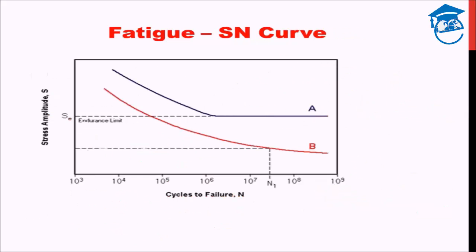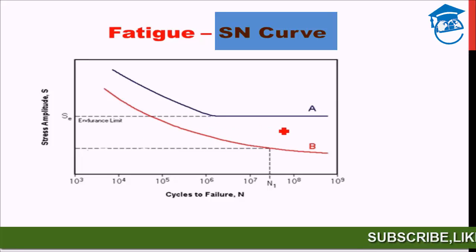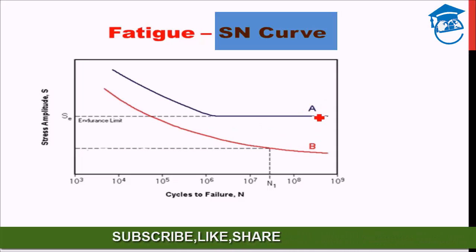Next up, let us see something important. This is known as a SN curve. A SN curve is basically a curve which plots the number of cycles required for failure at a given stress amplitude. Okay, so what this does is it plots the number of cycles for a failure to occur in the material at any stress. What we see here is that we have two types of materials. One is A and the other is B, let's say.